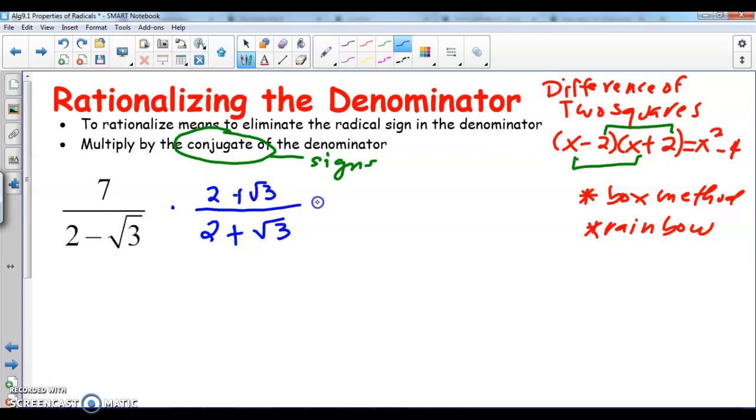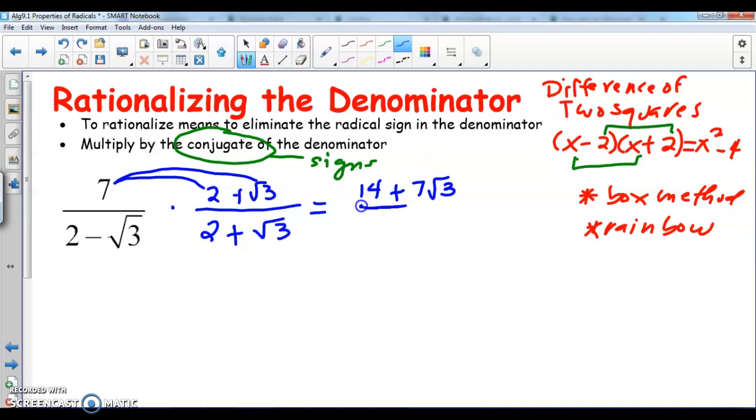Okay, now the procedure here is slightly different from what we saw earlier. We're going to use the rainbow method to distribute the 7 to the binomial. There we go, because we are now multiplying a monomial to a binomial, so you have to distribute. So what is 7 times 2? That's 14. Okay, and then what is 7 times radical 3? So the 7 cannot join the 3 inside the radical sign, so you have to keep them apart. So you have to write plus 7 radical 3. There you go. So they are separated by the radical sign.